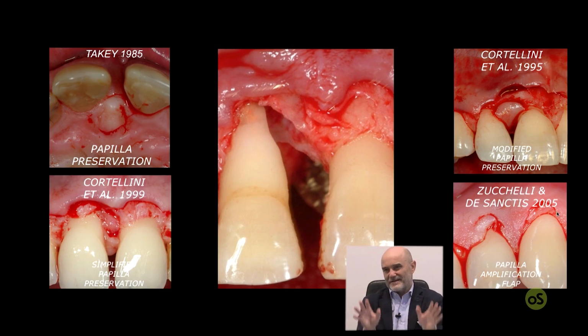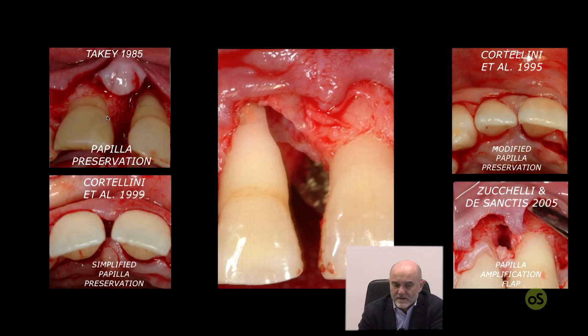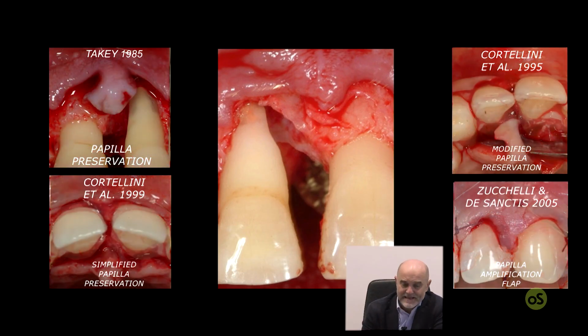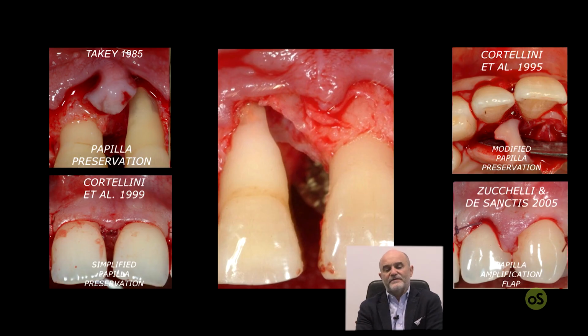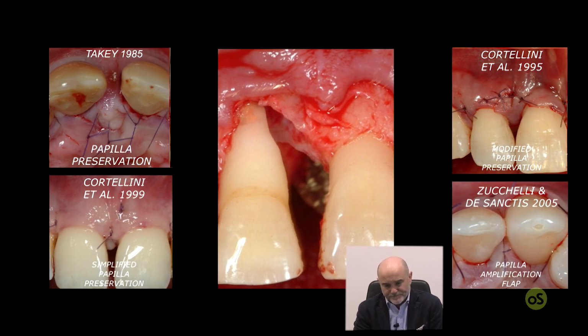But independently of the type of papilla preservation approach, the problem is always to prevent the collapse of the supracrestal soft tissue that is closed once the defect is opened, once the root planing is done, once the EDTA application is made, and it is opened again and replaced in its original position. It must not collapse.